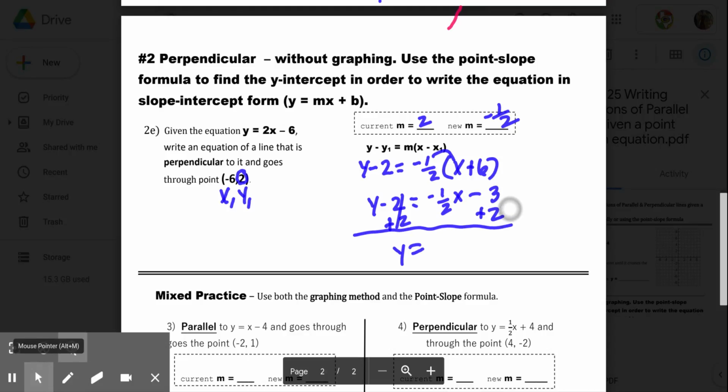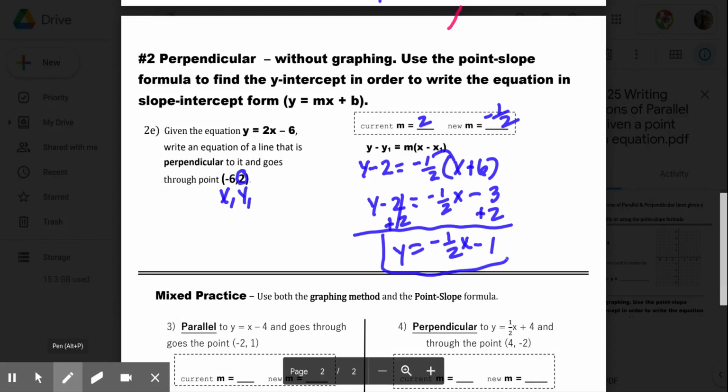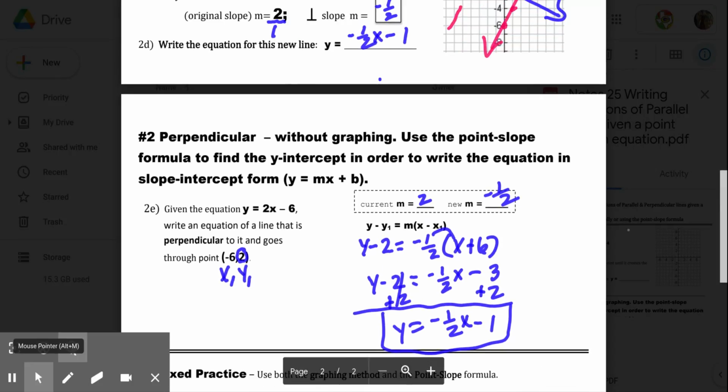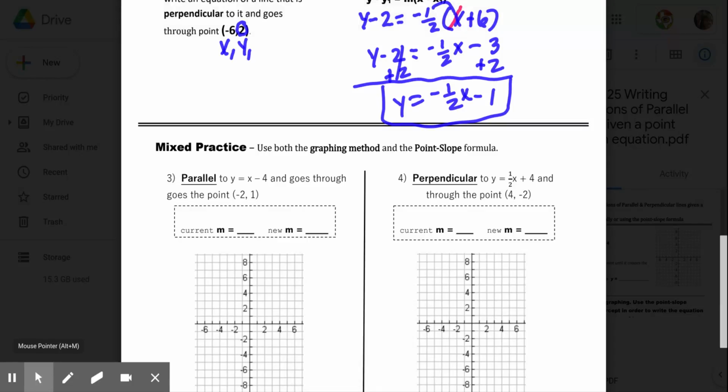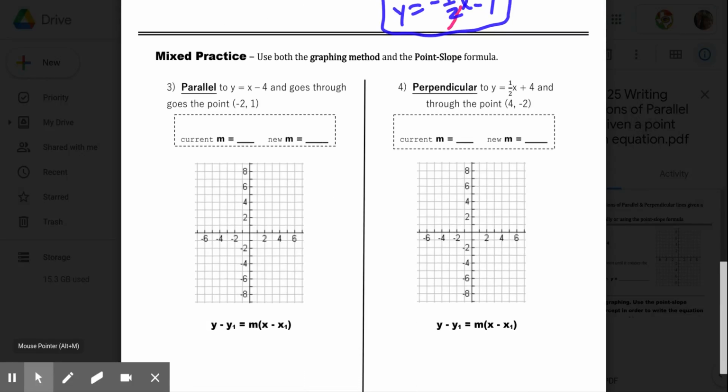Make sure you put the 2 underneath the like terms over here. Right here, the -3 and the 2, they're like terms. Don't try to put the 2 underneath the -1/2 because that -1/2 has an x with it. So we have -1/2 x, and -3 plus 2 is -1. So this is the same equation that we got on the other page, when we were graphing it.